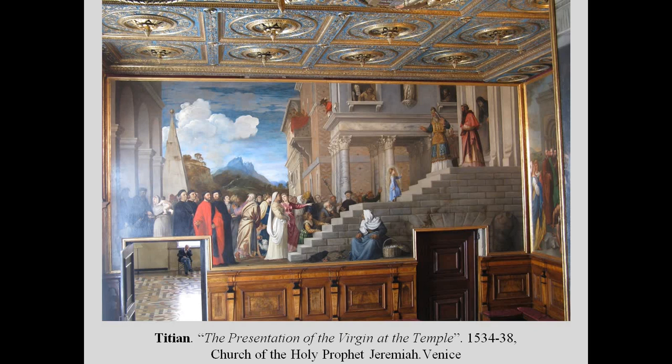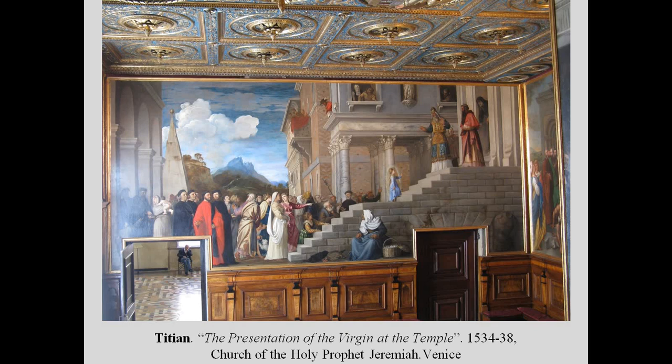Another famous artwork by Titian is the monumental painting The Presentation of the Virgin at the Temple, that was painted between 1534 and 1538. It is located in the Church of Holy Prophet Jeremiah in Venice. So first let's remember the subject. There was a tradition in Judea to present the first child in each family to the Lord. And so that's what we can see here.